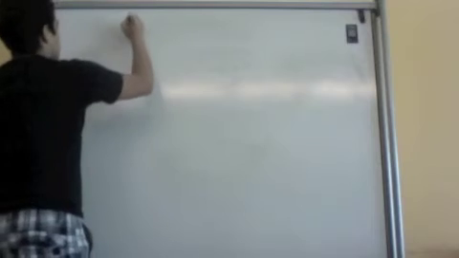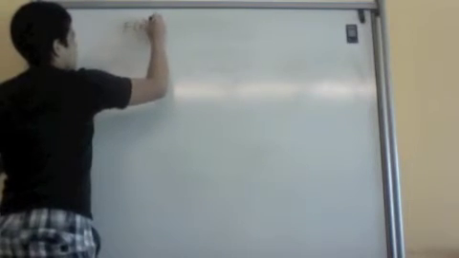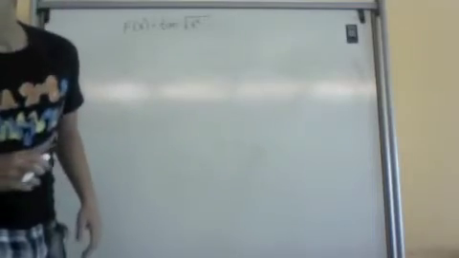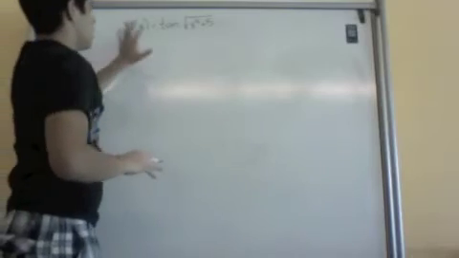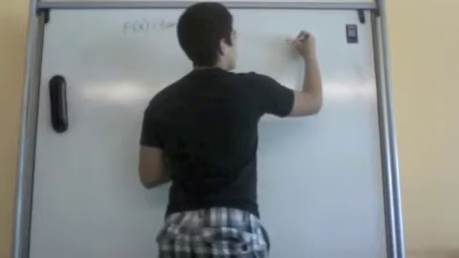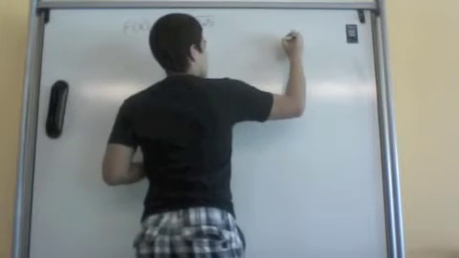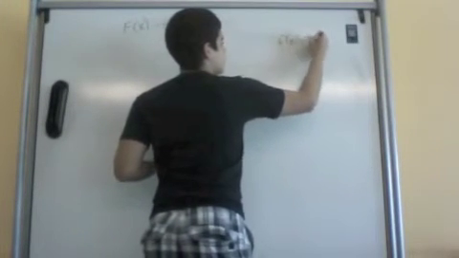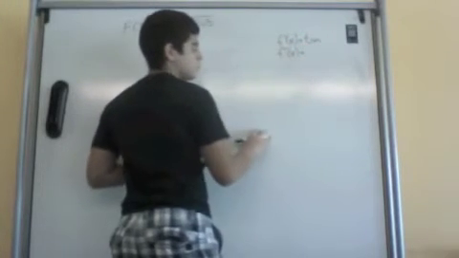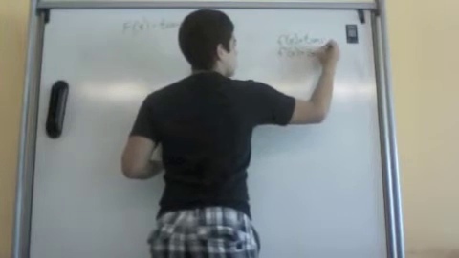Let's say we have f of x is equal to tangent of the square root of x squared plus 5. Okay, so if you know the derivative of tangent: if f of x is equal to tangent, f prime of x is equal to secant squared of x.